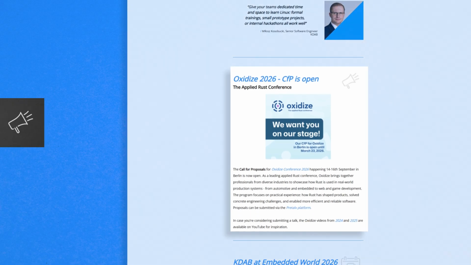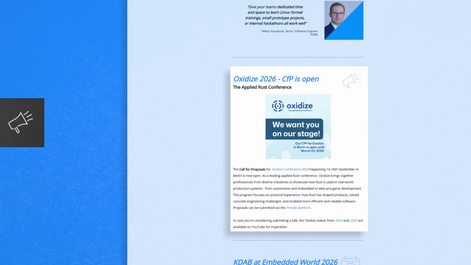Oxidize 2026, the Applied Rust Conference. The call for proposals for the Oxidize Conference 2026 is now open. And as one of the leading applied Rust conferences, it brings together engineers from across industries to show how Rust is being used in real production systems. Everything from automotive and embedded work to web services and game development.